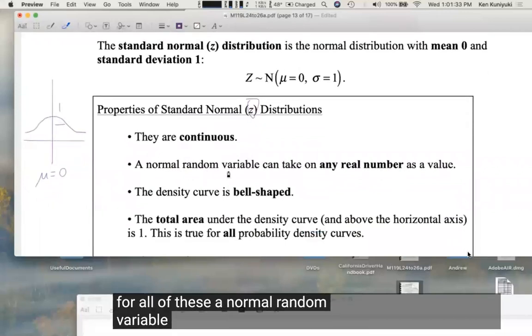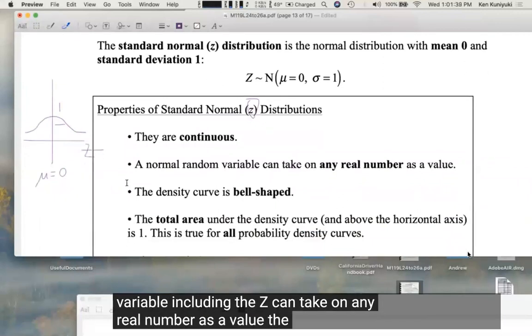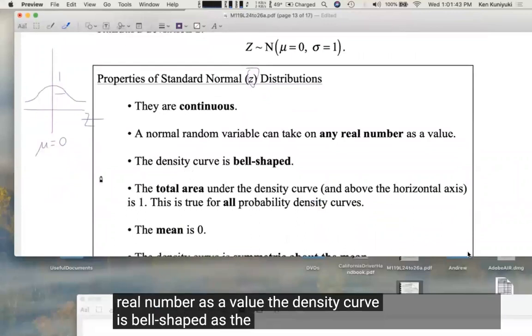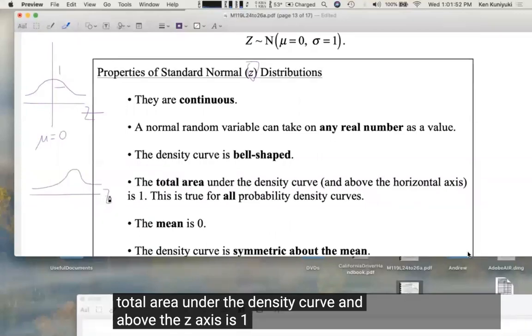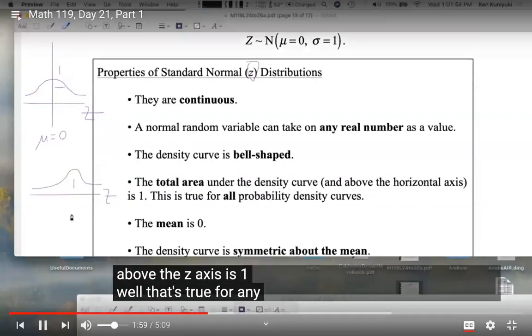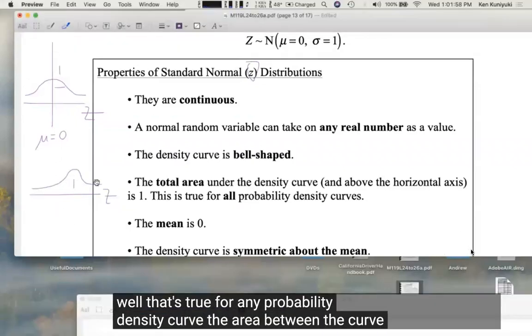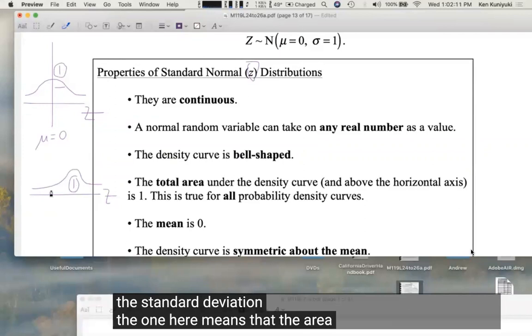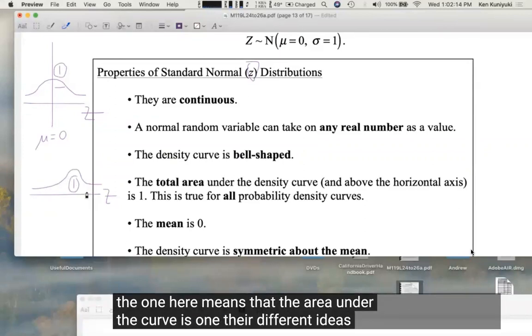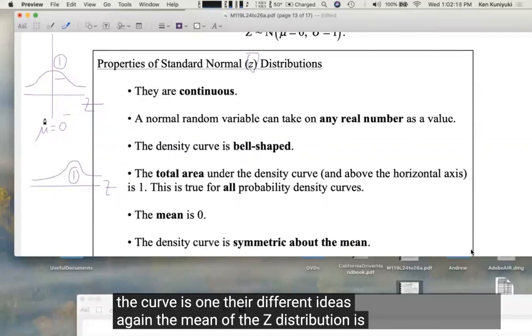A normal random variable, including the Z, can take on any real number as a value. The density curve is bell-shaped, as the T's will be. The total area under the density curve and above the Z-axis is 1. Well, that's true for any probability density curve. The area between the curve and the horizontal axis will always be 1, because 1 is always total probability. Remember, the 1 up here corresponds to the standard deviation being 1. The 1 here means that the area under the curve is 1. They're different ideas.